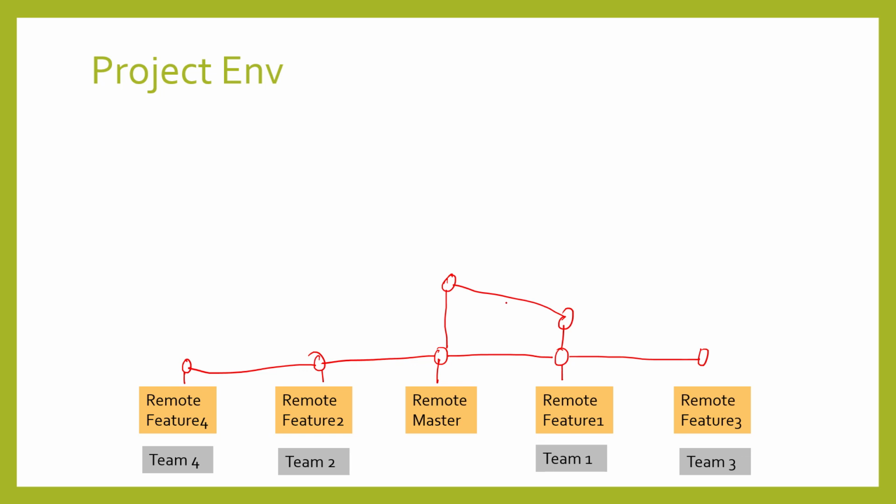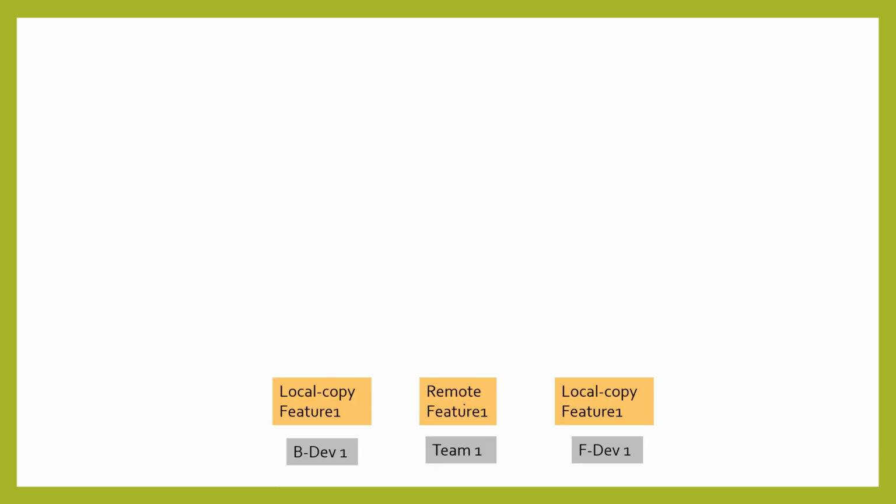So we will look at how the remote branches and the local branches work when we are working in a team, and what needs to be taken care of. Now we have a remote branch here, and right now we are talking about team 1, and we will try to understand how team 1 is working on their local and remote branch.